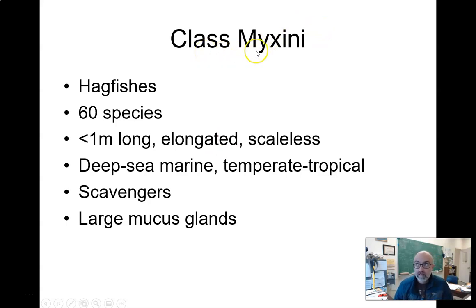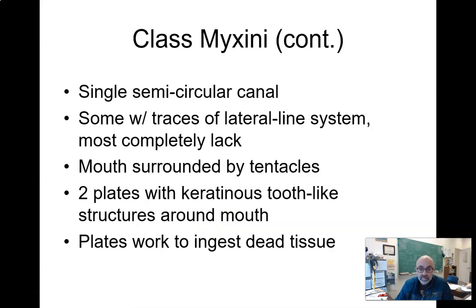Supraclass Agnatha, class Myxine. These are the hagfishes, a very bizarre, old, ancient group of fishes. They are deep sea marine. No, we don't have freshwater hagfishes. They're scavengers, and they have these weird, large mucus glands. We have a pair or three pairs of semicircular canals. They only have one. They have just traces of a lateral line system.